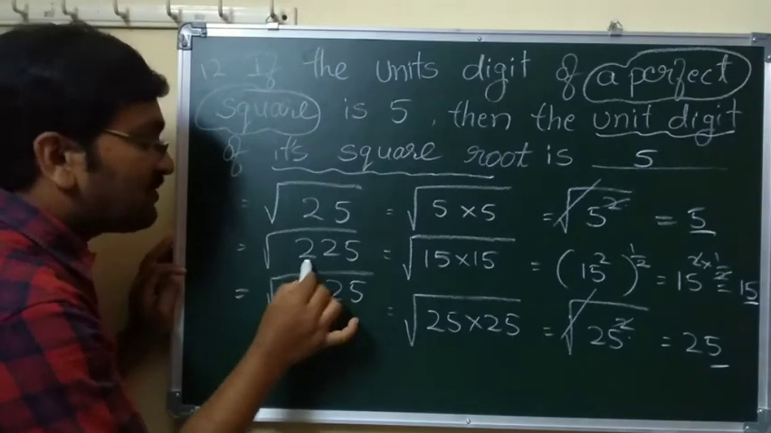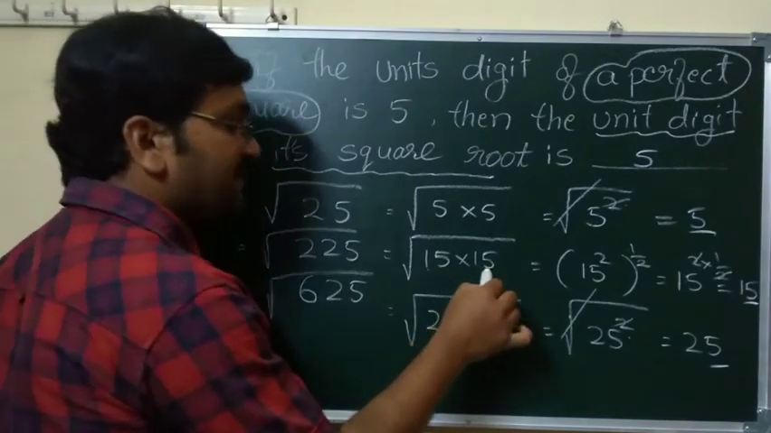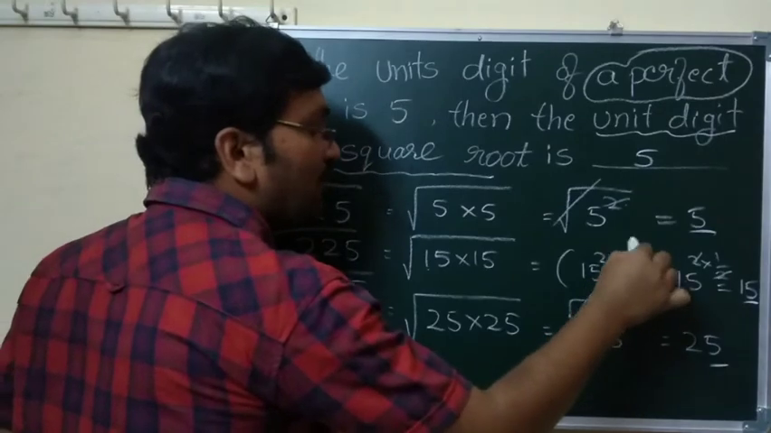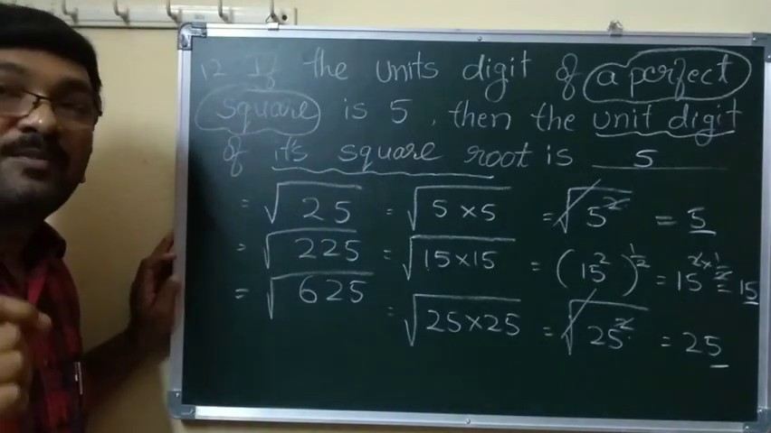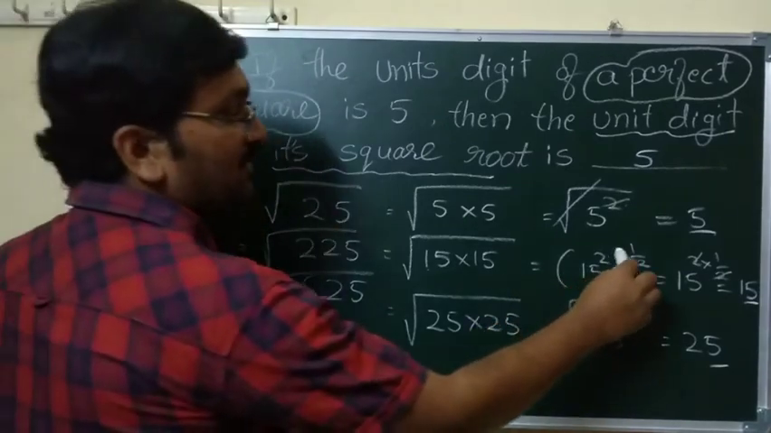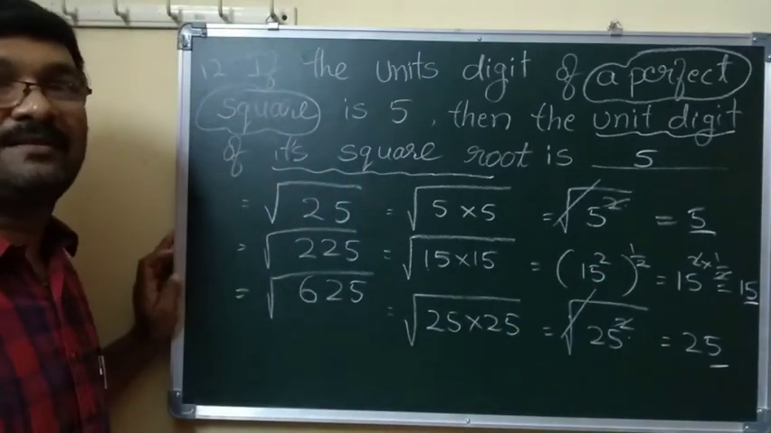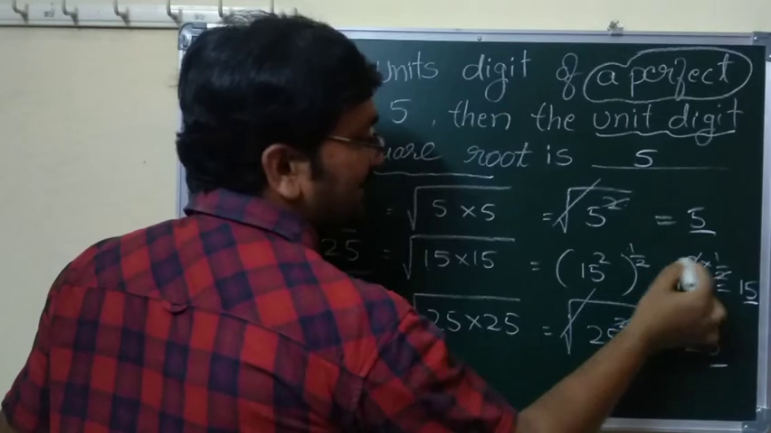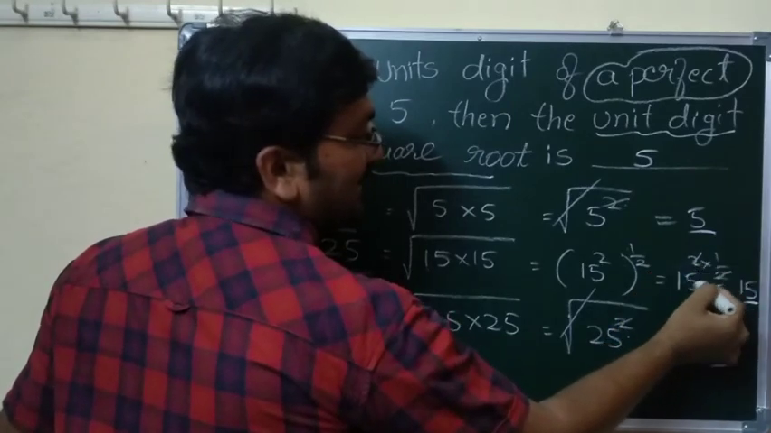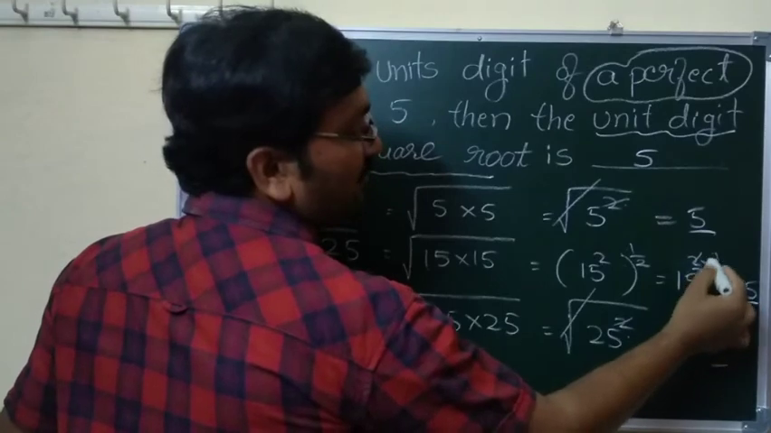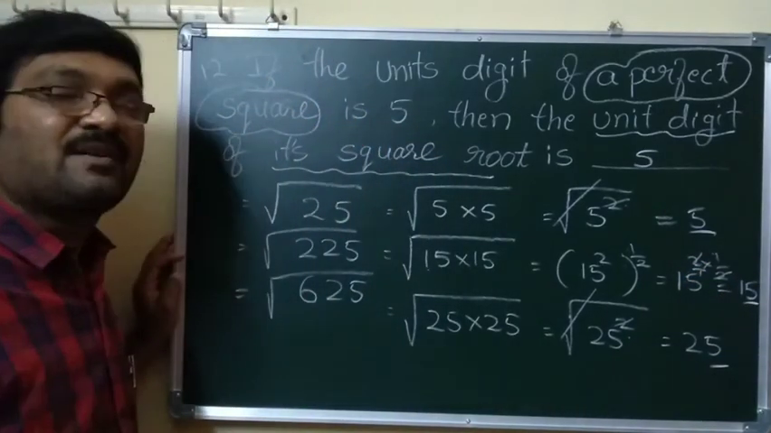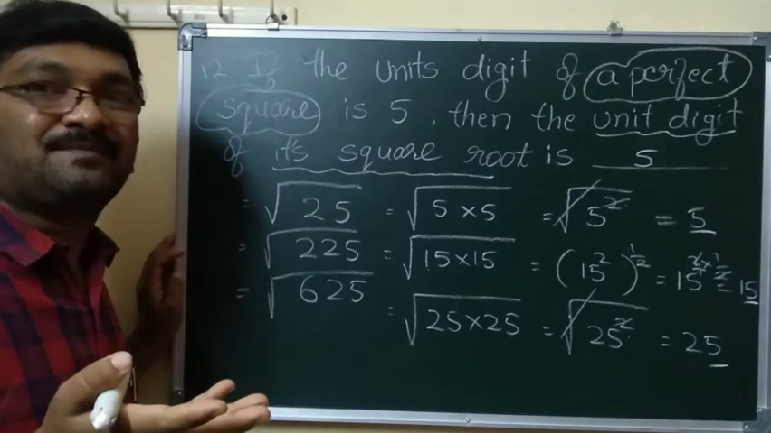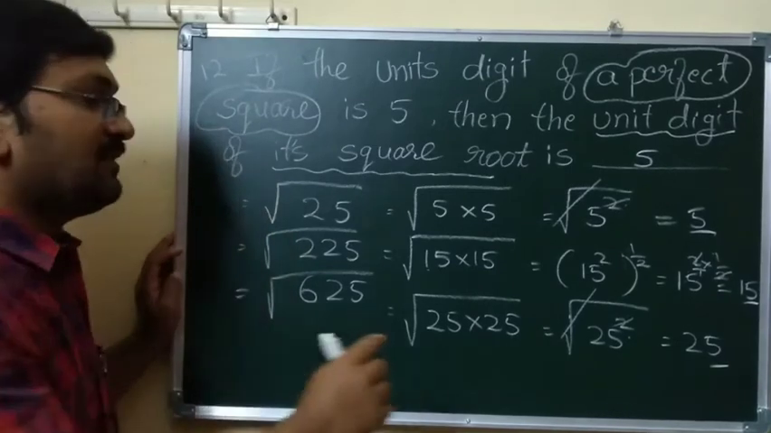Second method, square root of 225. Here I wrote 15 into 15, that's 15 square. This root indicates the whole power 1 by 2, so it comes in the exponential method. I wrote 15 to the power 2, and this 2 is multiplied by 1 by 2 in the bracket. The numerator and denominator cancel, here the denominator is 1 only. So 15 to the power 1 is 15 only. There is no change, 15 one time. So we got that.